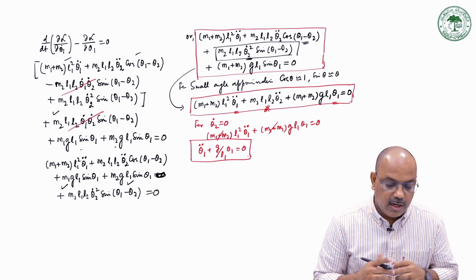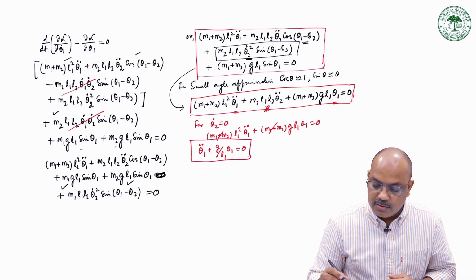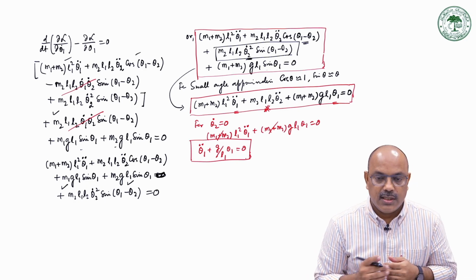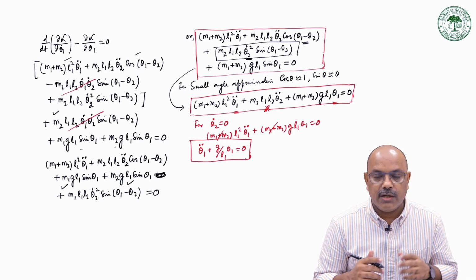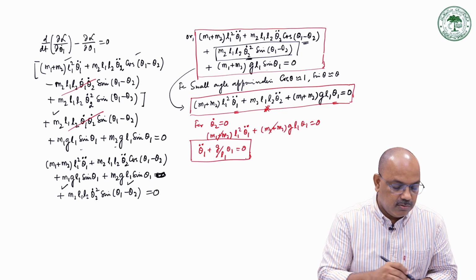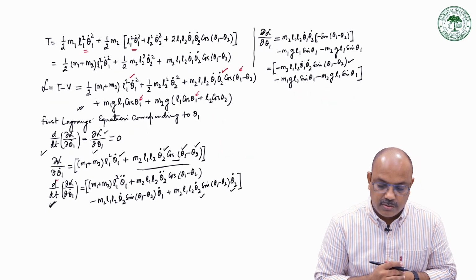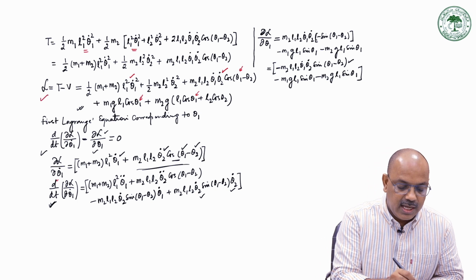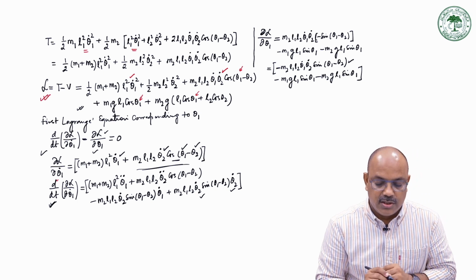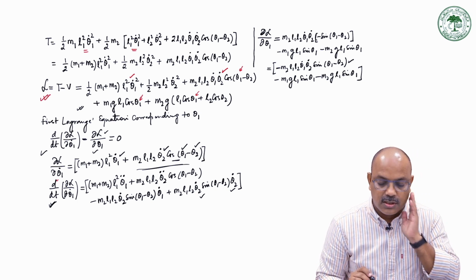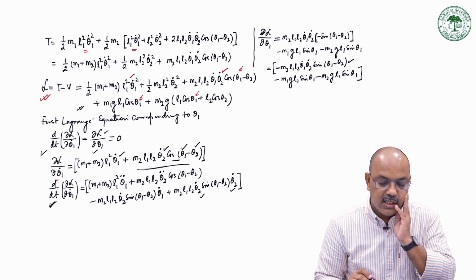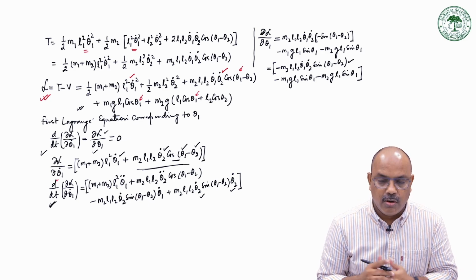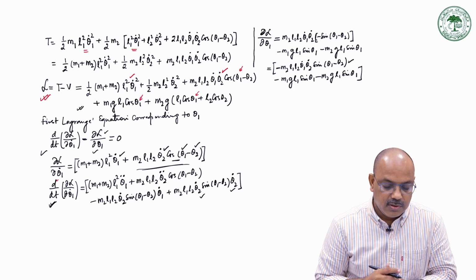So you have to be careful about this. In the next class I'll move further from here and try to find the equation of motion for theta 2. I'll start from the already calculated Lagrangian, so I don't have to calculate all those things again. We'll quickly calculate the theta 2 equation of motion, and then do one or two more problems.